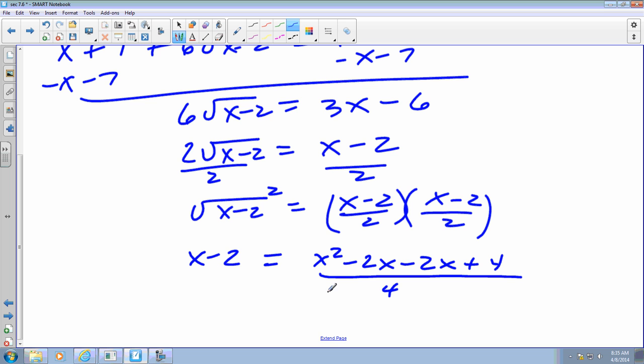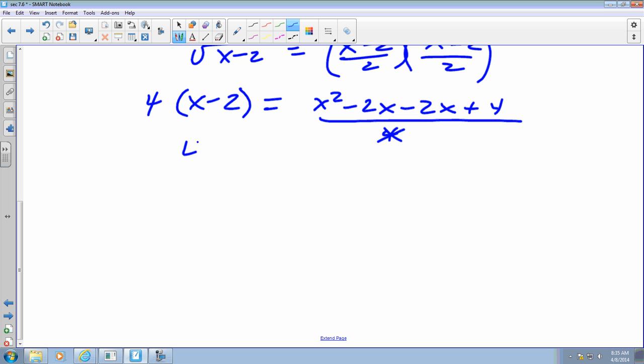And then I'm going to multiply both sides by 4. You see why I've been leaving it on the other side, because then you end up multiplying it back over there to get rid of the fraction. We don't like fractions, right? So I get 4x minus 8 equals x squared minus 4x plus 4.